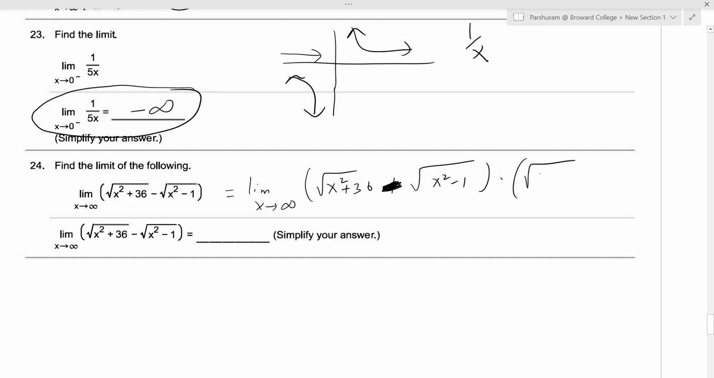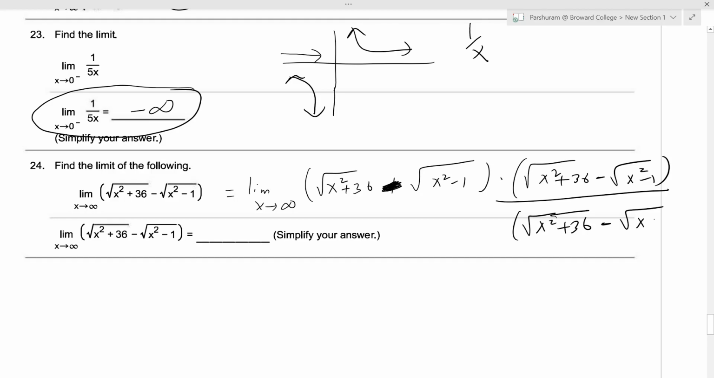I'm going to multiply by square root of x squared plus 36 minus square root of x squared minus 1 on the top part, and on the bottom part, the same with a minus sign. So that's the simplification. By doing that, the top part becomes a more simplified version. Now I have to multiply by the conjugate, so there should be a plus sign.